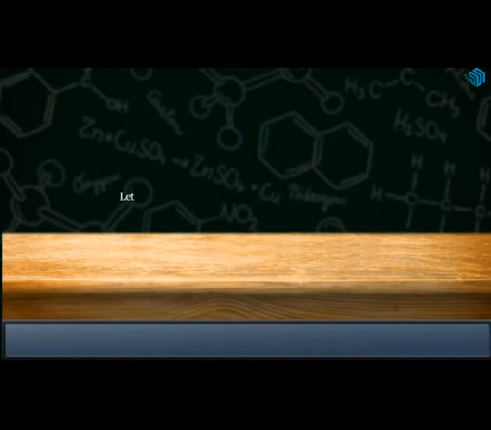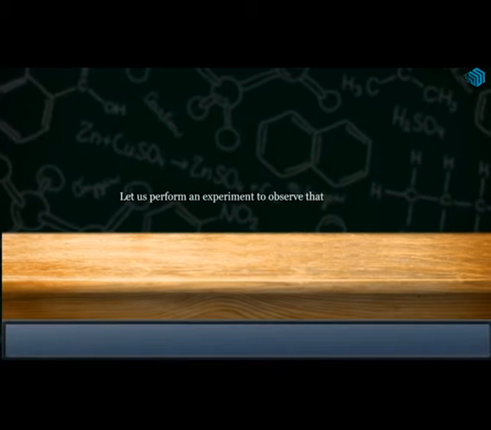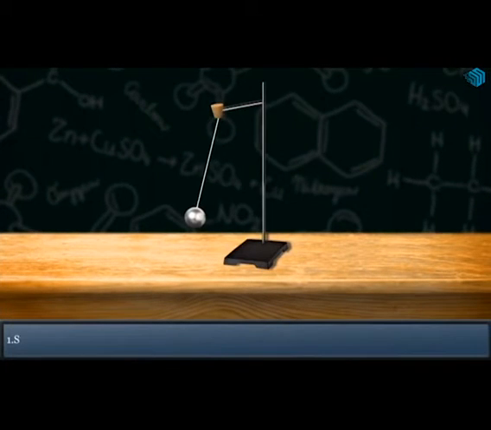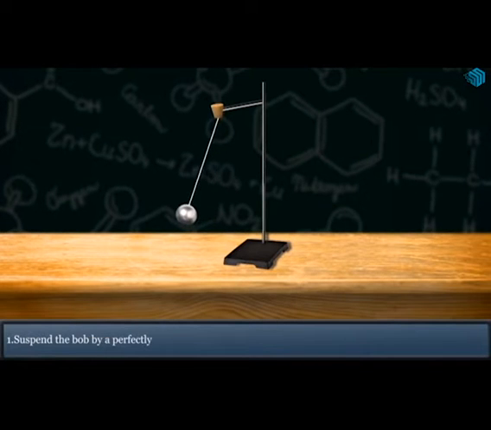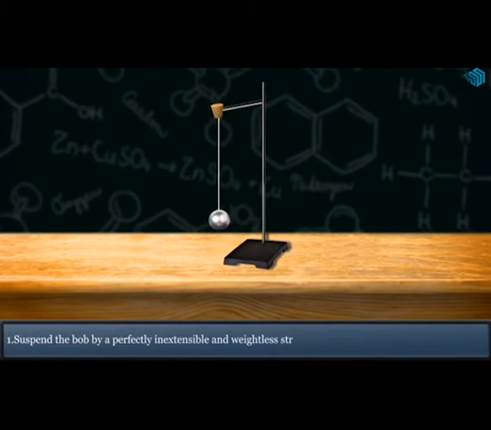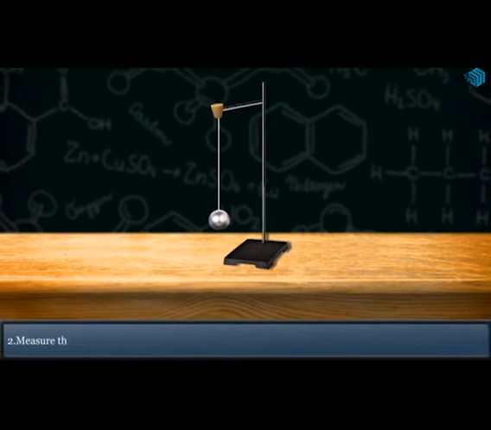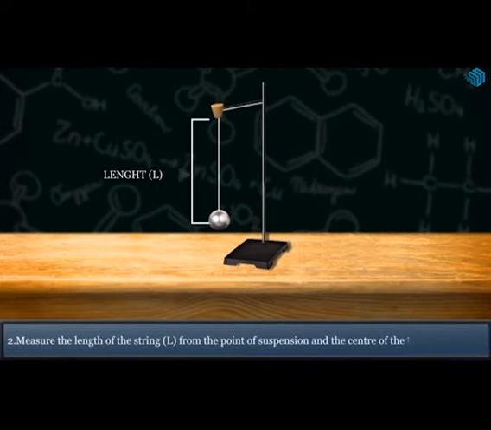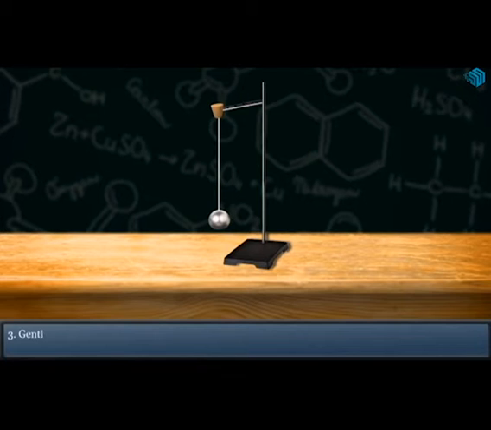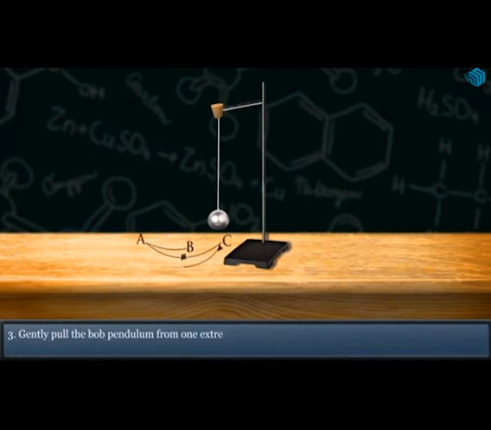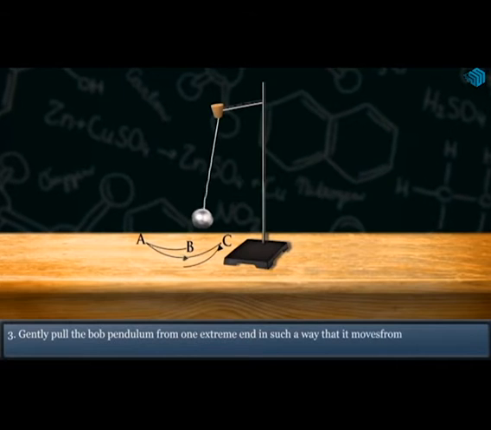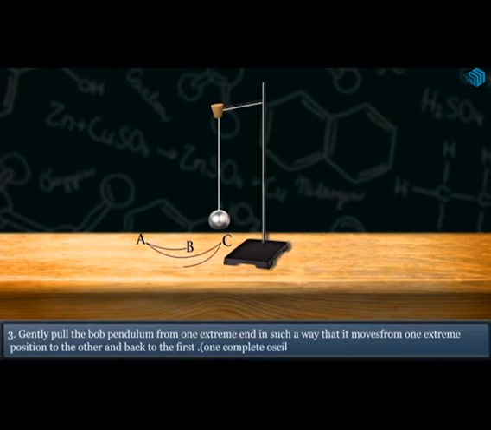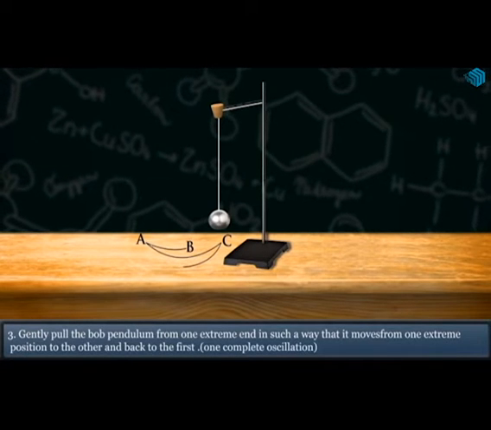So now let us see how to perform an experiment of a simple pendulum and find out how the time period varies with the length of the pendulum. So first of all we have to suspend the bob by a perfectly inextensible and weightless string. Then measure the length of the string from the point of suspension to the center of the bob. Third, gently pull the bob from one extreme in such a way that it moves from one extreme position to the other and back to its first, thereby completing an oscillation.